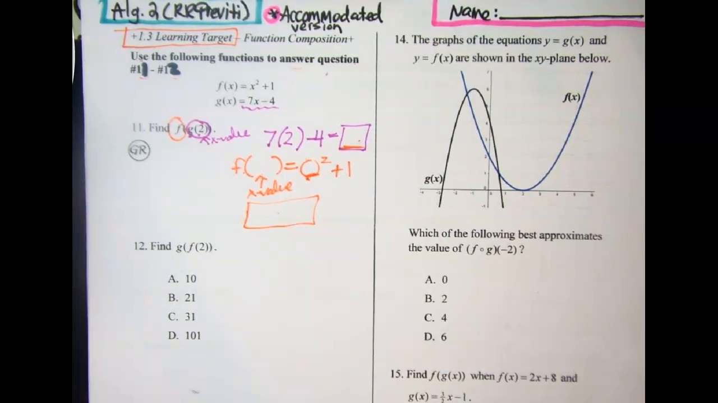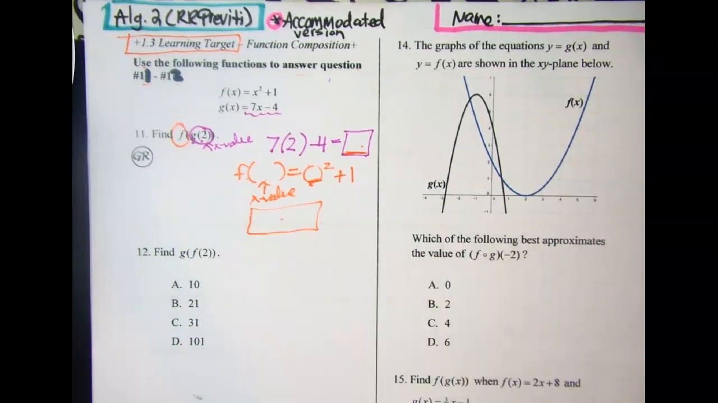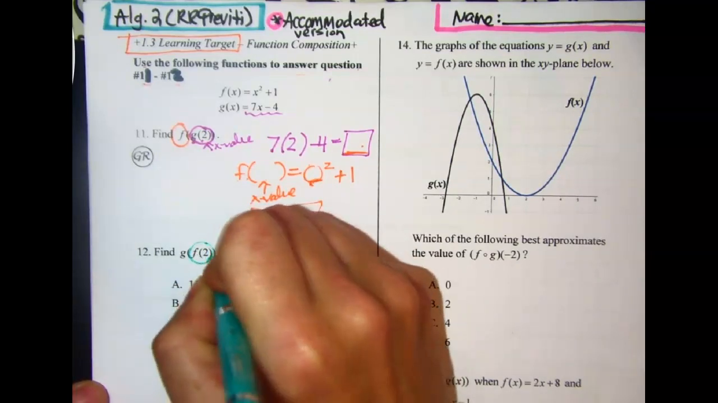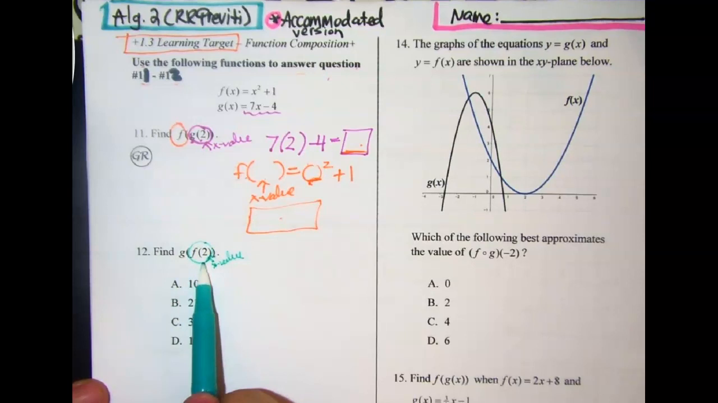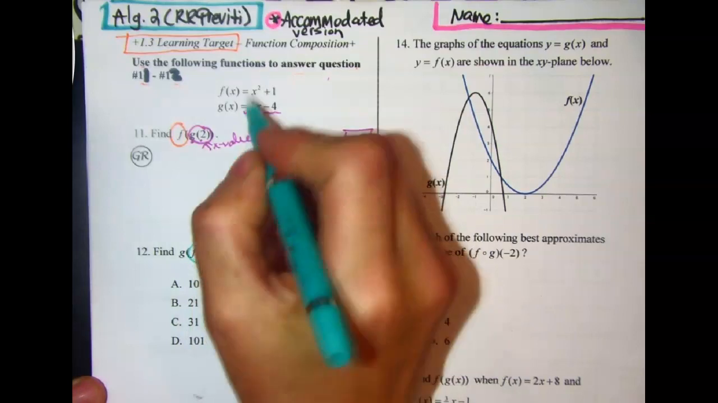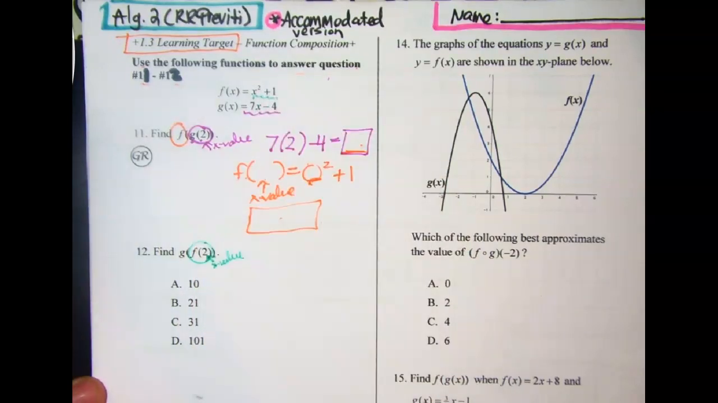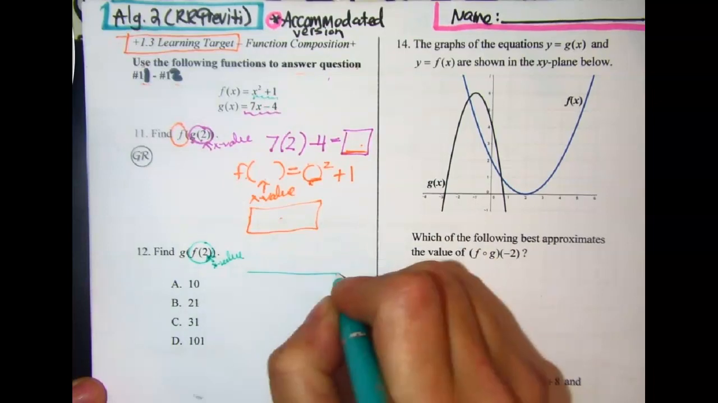All right, let's look at number 12. Very similar, but it's asking us to do something a little different. The letters are in a different order. You should be able to do this one with a little bit less help because it's just like 11, except we're plugging the number into the other function first. Just a reminder, f of 2 is our inner function, and that's our x value. So the first thing you do is plug the x value of 2 into your f function first, and then you get a new number.